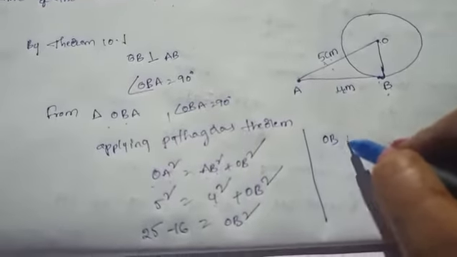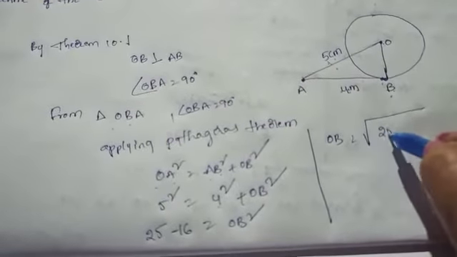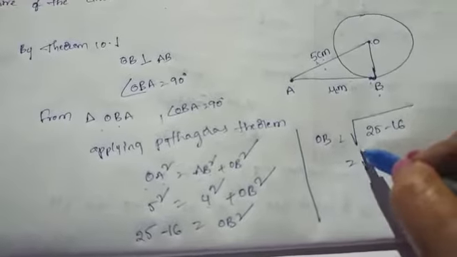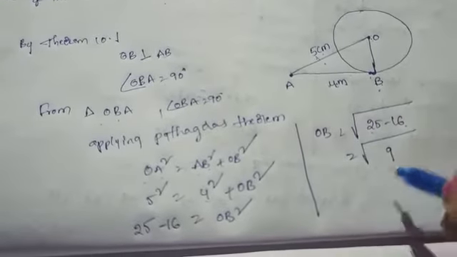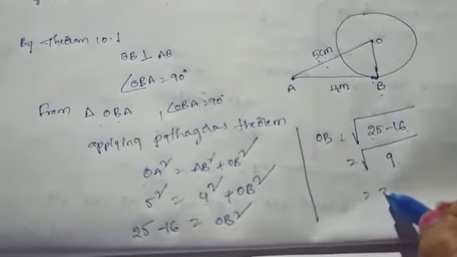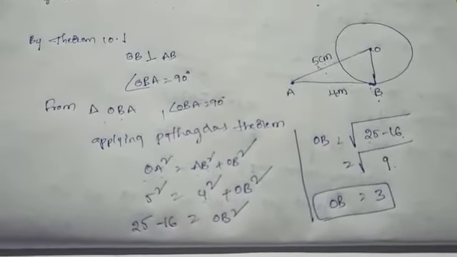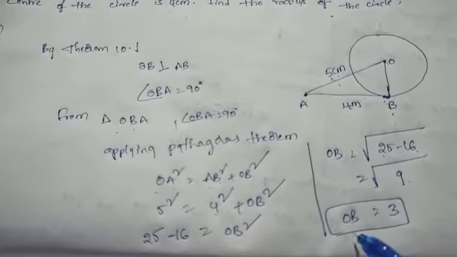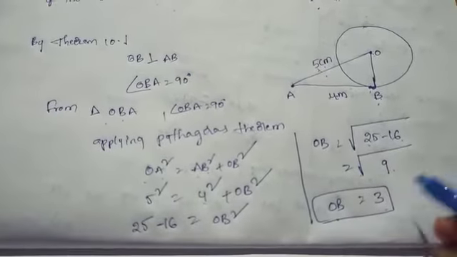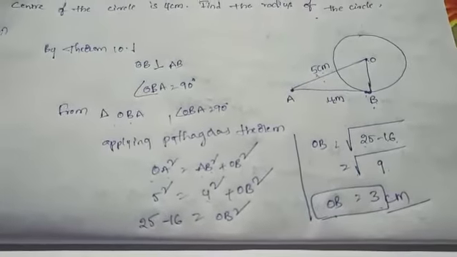OB equal to root over 25 minus 16. 25 minus 16 value is 9. Root 9 value is 3. OB equal to 3. It is a very simple problem. Therefore, radius of the circle OB equal to 3 centimeters.